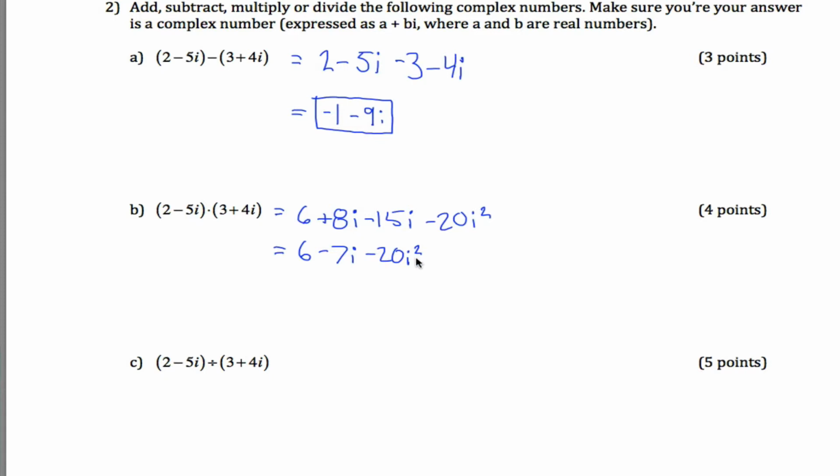So -20 times -1 would give me +20. And now if I combine like terms, the 20 and the 6 give me 26 minus 7i. This is written in a plus bi form, so this is my final answer.